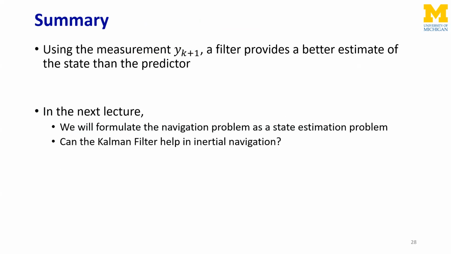So to summarize, in this lecture, we saw how we can use the measurement at step k+1 to construct an estimator which produces an estimate of the state at step k+1, and it is called a filter in this case.